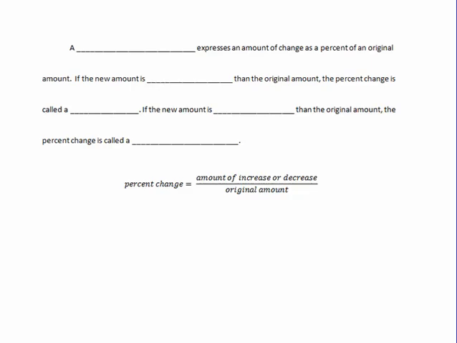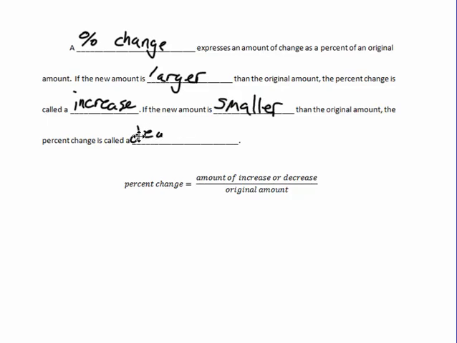You should be looking at the chapter 2.10 guided notes, and this is about percent change. Now, a percent change expresses an amount of change as a percent of an original amount. If the new amount is larger than the original amount, the percent change is called an increase. And conversely, if the new amount is smaller than the original amount, the percent change is called a decrease.